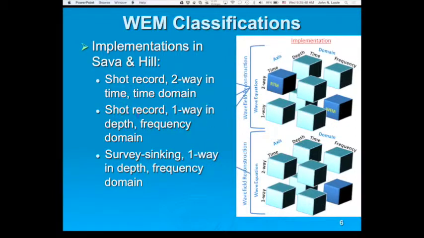WEM is using a shot record and sequential one-way evolution of the waves in depth, one-way reconstruction, but done in the frequency domain. And then what we know most directly as RTM, done from shot records, is a two-way wave field evolution in time. Two-way means it can go both up and down or left and right. So that would be an acoustic solution to the full wave equation, and it's in the time and physical domain, and that's what we know as RTM. But all these other things are quite related.